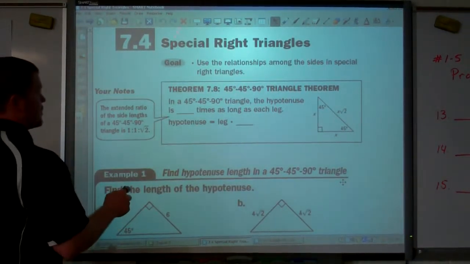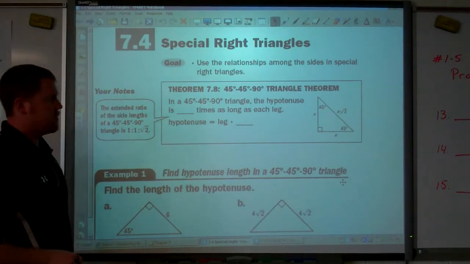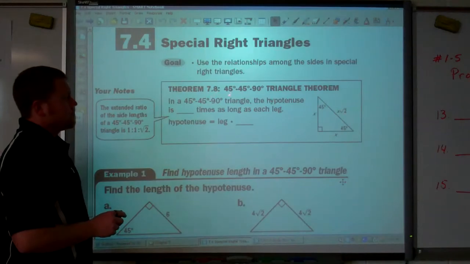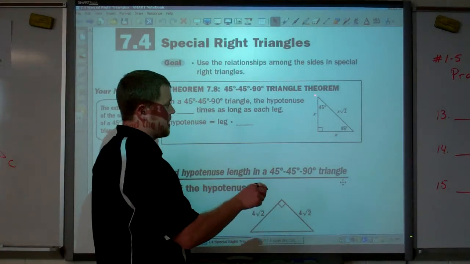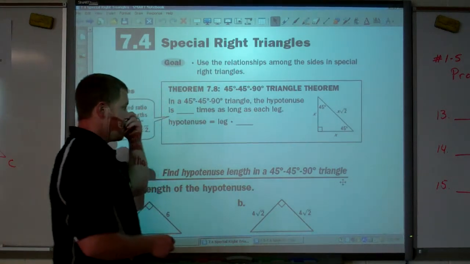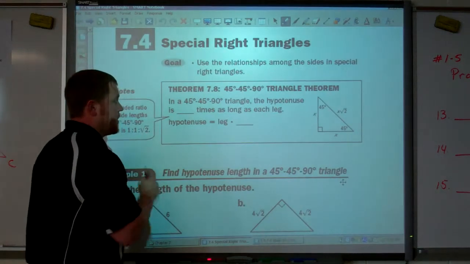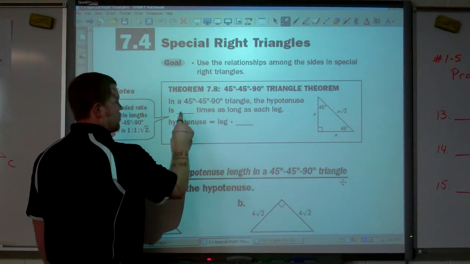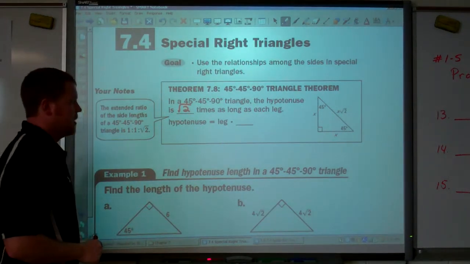Okay, today we're talking about special right triangles. Our first one is a 45, 45, 90 triangle, and that's referring to the angle measures. When two angles are congruent, that also means two sides are congruent, and they happen to be the legs of our right triangle. In a 45, 45, 90 triangle, the hypotenuse is the square root of 2 times as long as each leg.